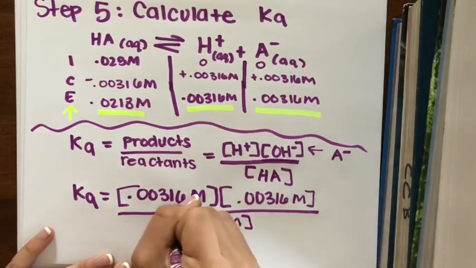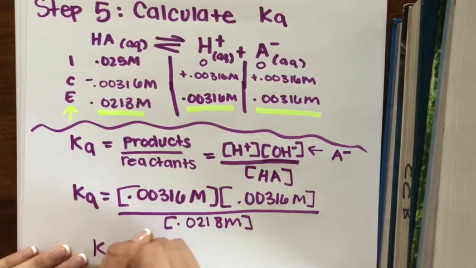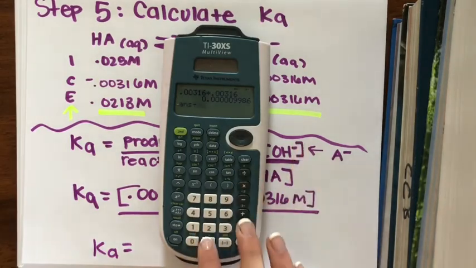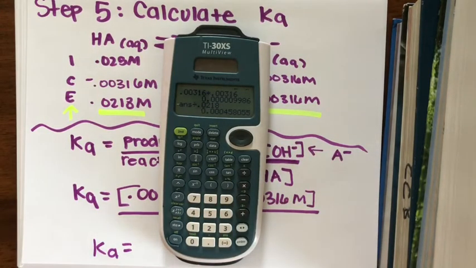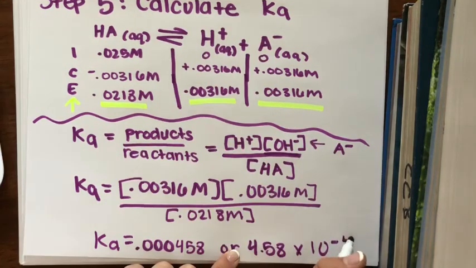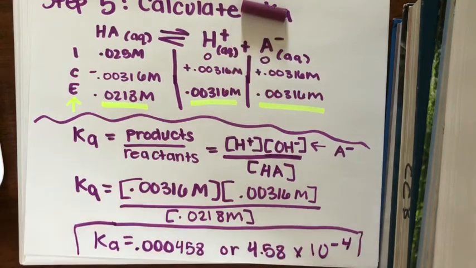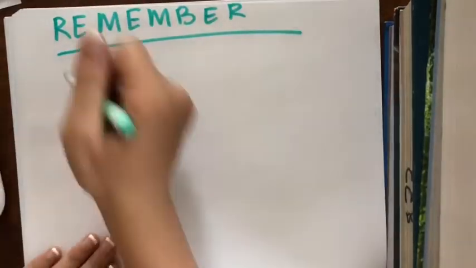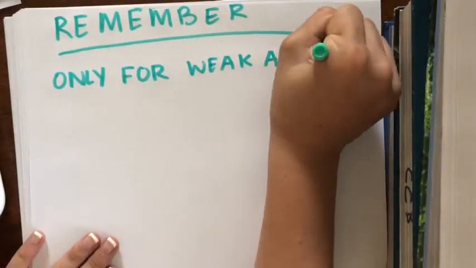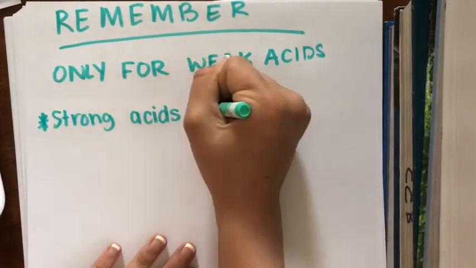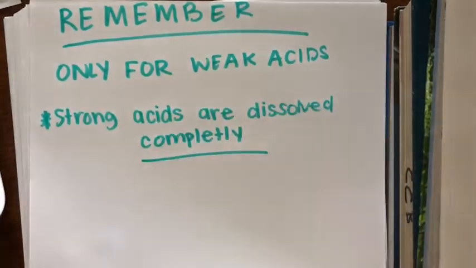When plugging all of these values into your calculator, you will get that the answer is 0.00458, or 4.58 times 10 to the negative 4. I want to emphasize that this method is only used for weak acids. You cannot use this method for strong acids because they are completely dissolved.